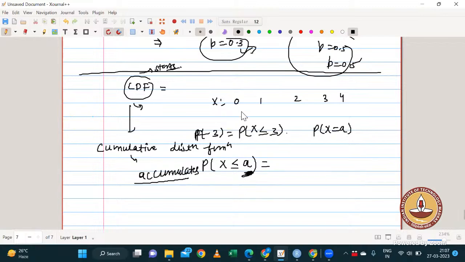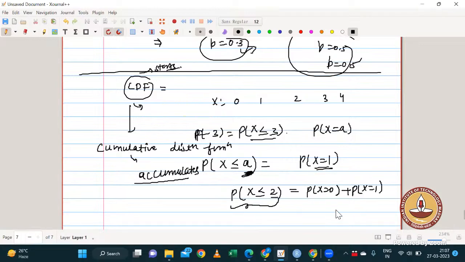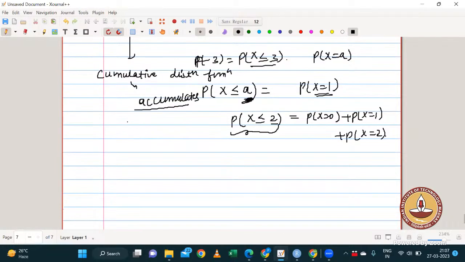In this example, as Chetan said, that's correct. Suppose I ask what is the probability that x will take 1. That's not a CDF. Suppose I ask what is the probability that x is less than or equal to 2. It means we have to accumulate all the probabilities till this point. That means the probability at x equal to 0, plus the probability at x equal to 1, plus the probability at x equal to 2. That is the CDF. Generally we define F of a as the probability of x less than or equal to a.